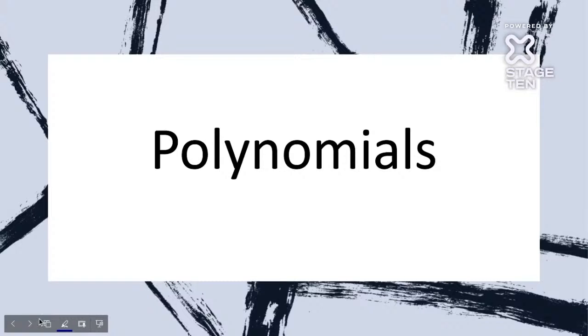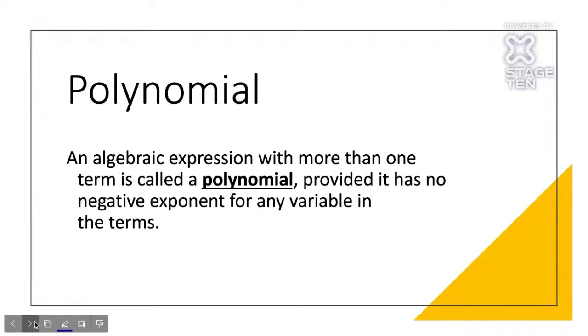Now polynomials. What is the basic meaning of a polynomial? Any algebraic expression which has more than one term is called a polynomial. For example, 2x plus 3 has two terms, 2x and 3. That is a polynomial. Then 7y minus 2y minus x is also a polynomial.